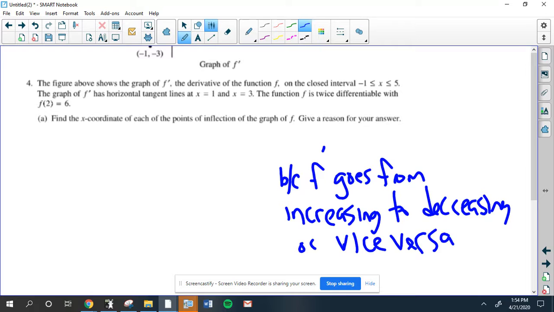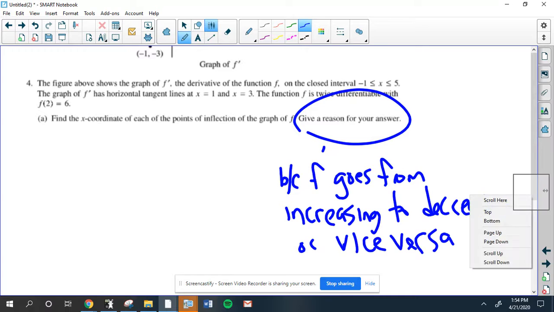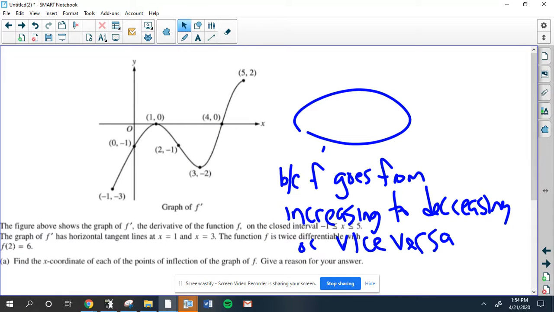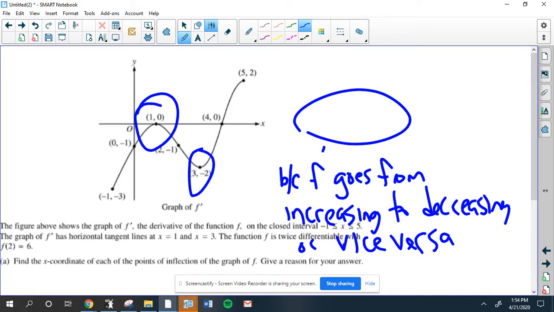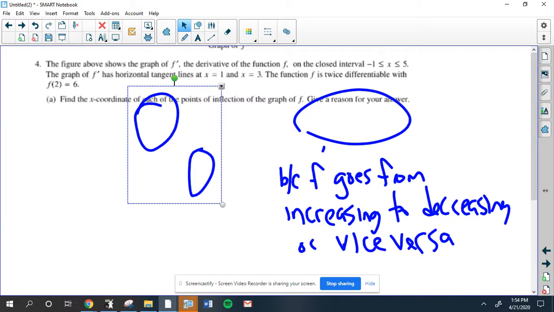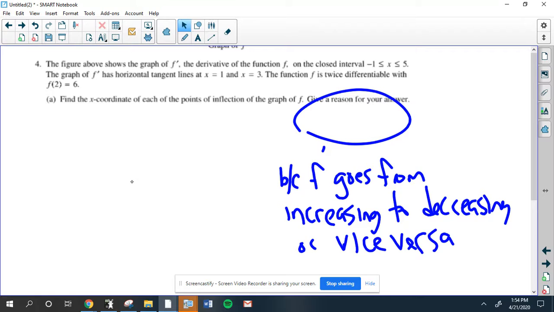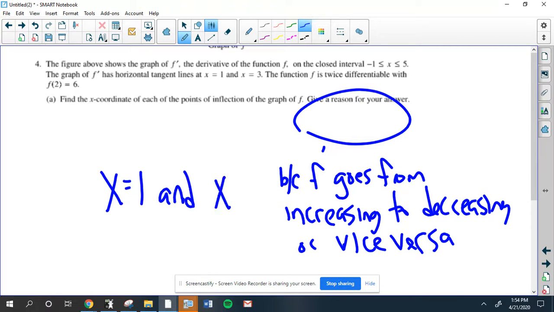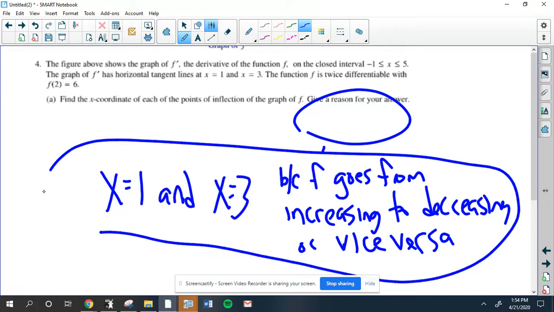So now we have the reason. Now we just look to see where our derivative goes from increasing to decreasing or vice versa. And that's obviously, I have to look at it again, right here at x equals 1 and right here at x equals 3. So that's the answer to my question: x equals 1 and x equals 3. That takes care of part A.